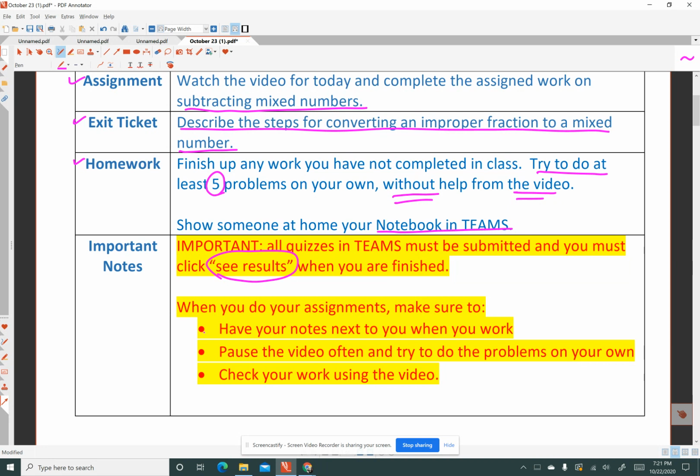When you do these assignments, I want you to make sure that you have your notes next to you when you work. You must bring them to school when you're in school, and you must have them next to you when you're at home. We do our do now and our exit in Teams, but we do our work on our notes. Pause the video often and try to do the problems on your own. The more you can work out teaching yourself to do things without just watching and copying, the better you will learn. And after you've done that, always check your work using the video. So let's get started.